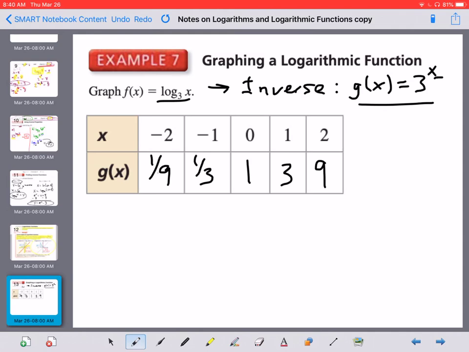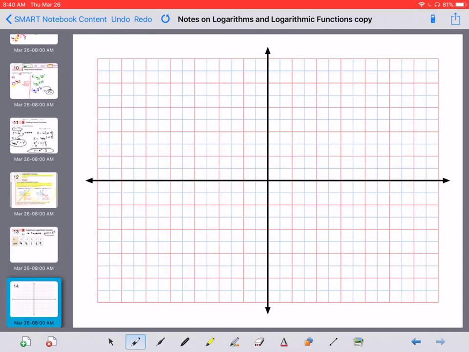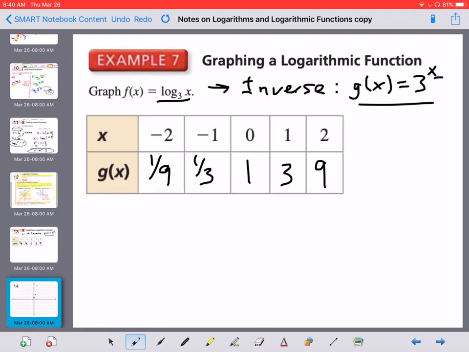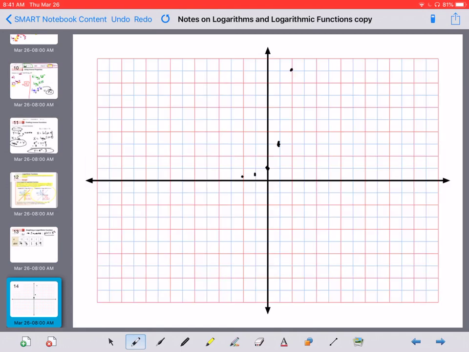Why don't I go ahead and graph that on the other page? So again, this is not going to be pretty. It's a little bit hard to draw on this thing, but I'm going to try my best. Let me start with the easy ones to graph. I got 0, 1, 1, 3, 2, 9. And then negative 1, 1/3, and then negative 2, 1/9. So it's going to look like this, getting closer and closer to 0.